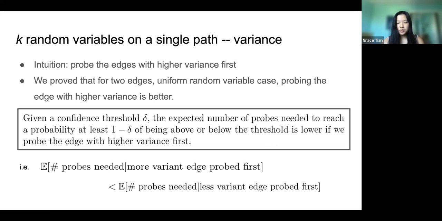Intuitively, we want to probe the edges with higher variance first, because it seems like these edges would give us a better approximation of the sum. We proved that if we have two edges where the lengths of both edges are uniform random variables, then probing the edge with the higher variance first is better. In other words, the expected number of probes needed if the higher variance edge is probed first is less than the expected number of probes needed if we were to probe the lower variance edge first. However, we were unable to generalize this to cases where there are a large number of edges and they all have different distributions.